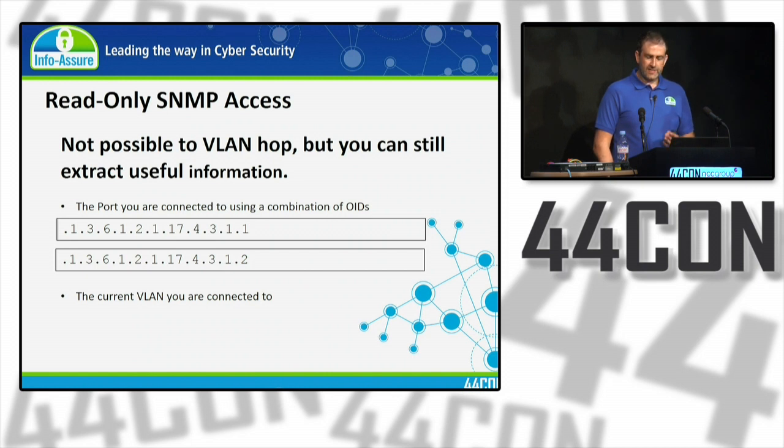Some of the information you need to get back gets a little bit more complex, and you need to use multiple SNMP OIDs to find the port you're in and then find the VLAN that you're connected to. So you can't just run one SNMP query. It gets a little bit more involved. You have to run multiples.